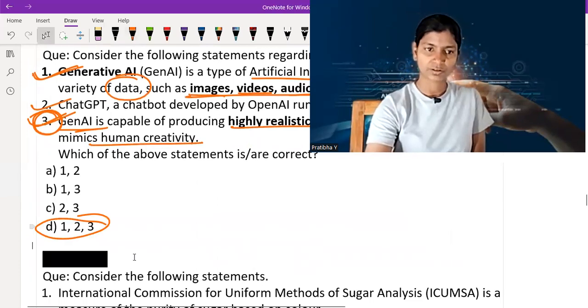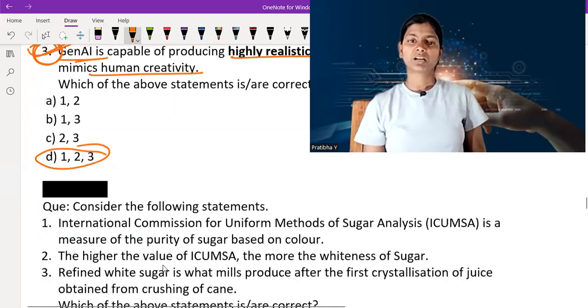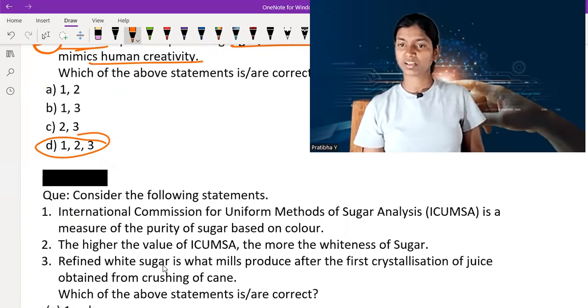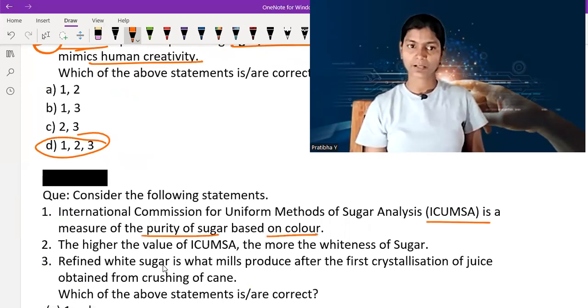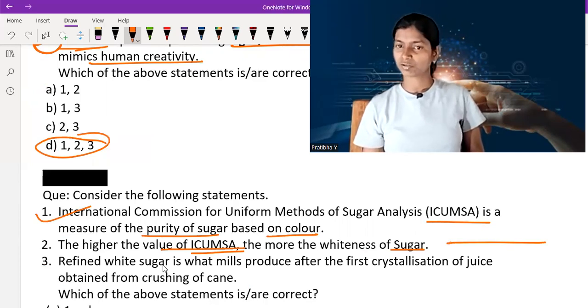Just check if we're on the right path or not. Option D is correct. That means we're on the right path. Now let's move on to the next question. Consider the following statement. The International Commission for Uniform Methods of Sugar Analysis (ICUMSA) is a measure of purity of sugar based on color. The higher the value of ICUMSA, the whiter the sugar. No. The higher the value of ICUMSA, the less the whiteness of sugar. That means whiteness of sugar decreases.